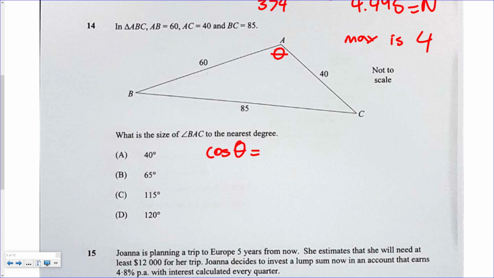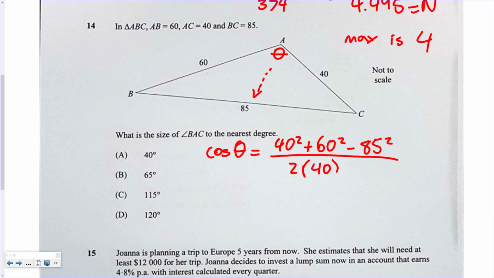So let's say cos theta equals, now remember when you're doing this, there are 3 sides we need to talk about, but only one of them is going to be subtracted. The one that we subtract is the one that's opposite the angle we're trying to find. So here we'll do 40 squared plus 60 squared minus 85 squared. It doesn't matter which one you do first, the 40 or the 60, but that minus 85 squared has to be at the end. You could just as easily do 60 squared plus 40 squared minus 85 squared, and it gives you the same thing. And this will be over 2 times 40 times 60.